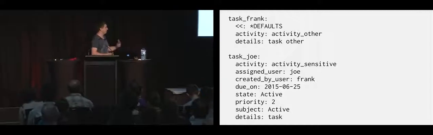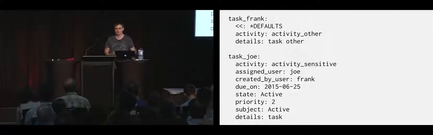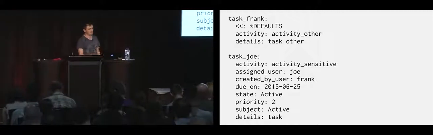In this particular example as well, it's not immediately clear whether or not we actually care about the fact that the Joe task is assigned to Joe, or that it's got a sensitive activity, or that it's created by Frank. We've got all these extra data points that are potentially irrelevant to our test as well, which just introduces fragility into our test suite.